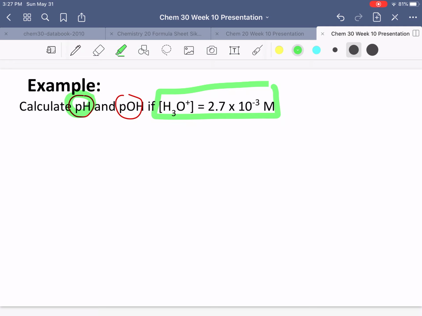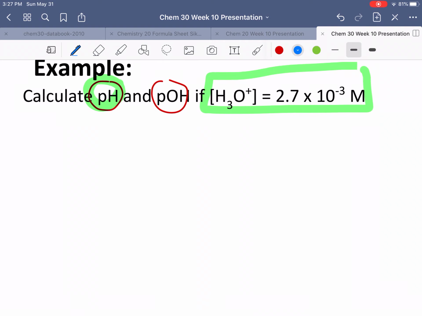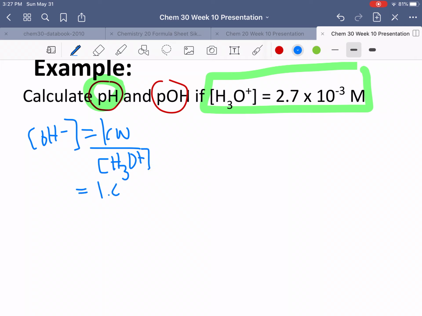There is more than one way to do this question, guys, right? A multitude of different methods. Here's the one I'm going to start with. I'm going to be like, okay, I've got hydronium, so I'm going to figure out hydroxide concentration by using the water autoionization constant. Kw over hydronium concentration equals 1.0 times 10 to the negative 14 divided by 2.7 times 10 to the negative 3 moles per liter.